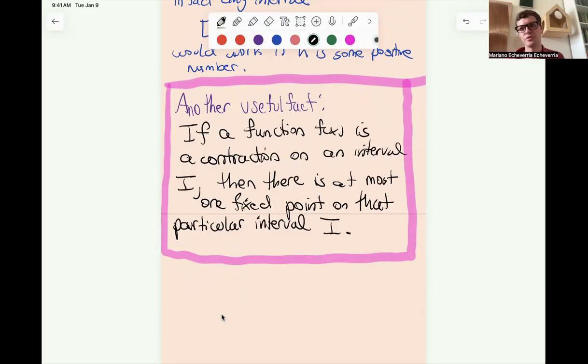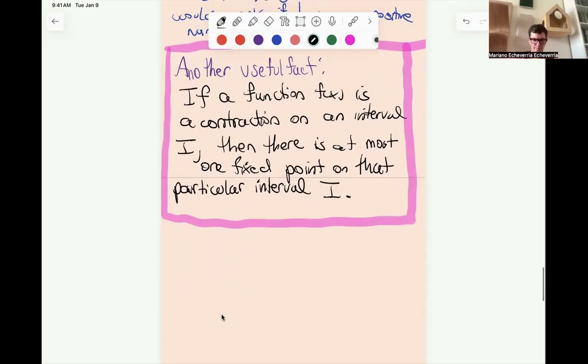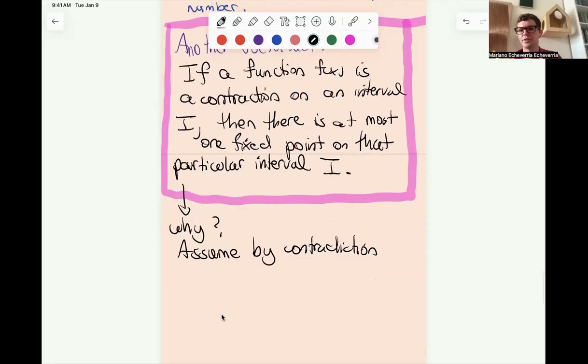And again, why is this true? This is a classic proof by contradiction. Basically, you assume that there are two fixed points and see what goes wrong. So let's assume by contradiction. This is called a proof by contradiction, if you have seen those before, which you probably have seen once or twice. You assume by contradiction that there are two fixed points on that interval.